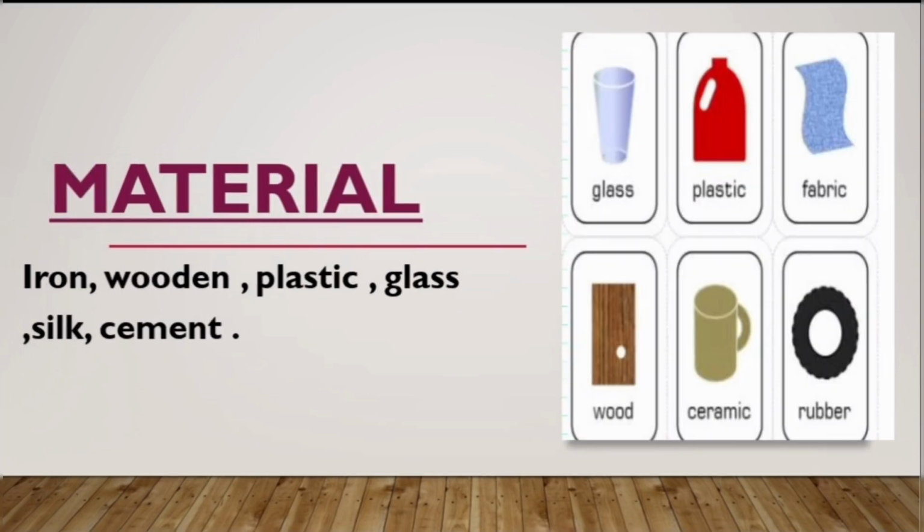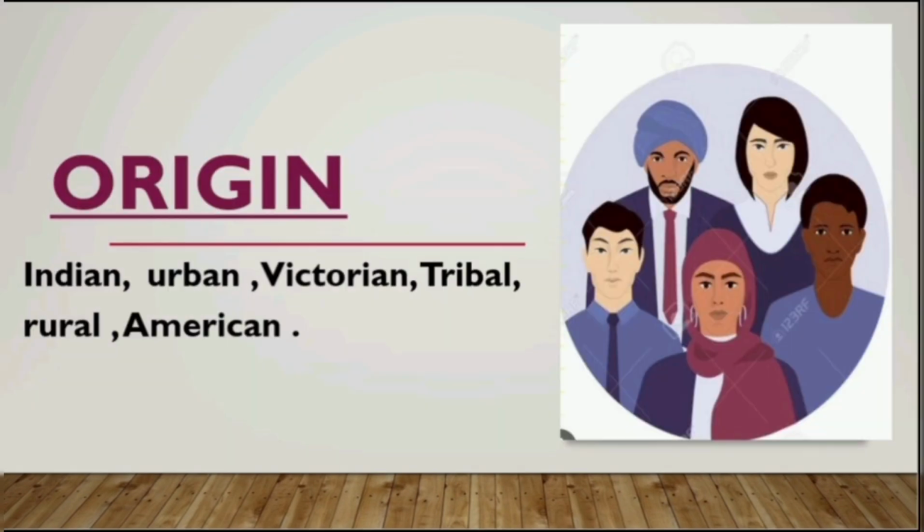It also gives us information about the material of which the noun is made up of, like iron, wooden, plastic, glass, silk or even cement. A descriptive adjective tells us about the origin of a noun or a pronoun. For example, Indian, urban, Victorian, tribal, rural, American, African, etc.